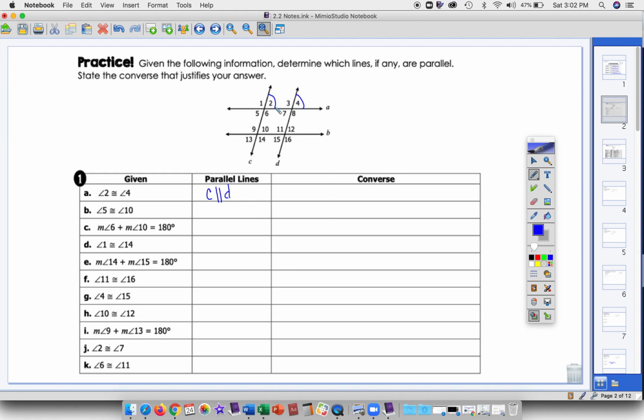And then what type of angles are these? If you said corresponding, that's correct. So that would be the converse of corresponding angles theorem. Or you can say corresponding angles theorem converse. You can write it out either way. Okay, so go ahead and try the rest of these. Pause the video, and when you're done, come back and we'll compare answers.